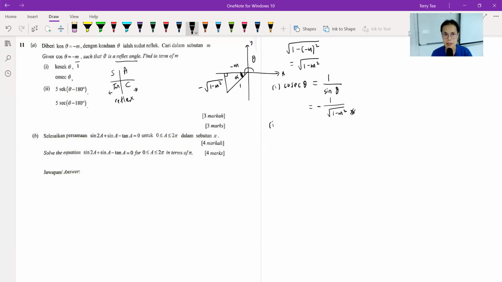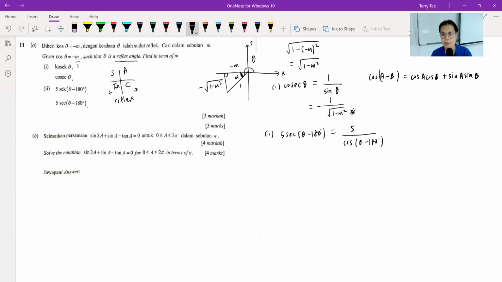Okay, for the second part, I'm finding 5 secant theta minus 180. Now, there are many ways to do it. There are really a lot of different ways to do it. But I think most people would probably use the addition formula. Even the marking scheme here, they use addition formula. First of all, secant is 1 over cos. So I'm going to put 5 over cos of theta minus 180. Now, remember, cos A minus B, if you expand, is cos A cos B plus sine A sine B. If it's a plus, then it will be a minus, the other way around, right? So you can expand this way. Later I'll show you another way.